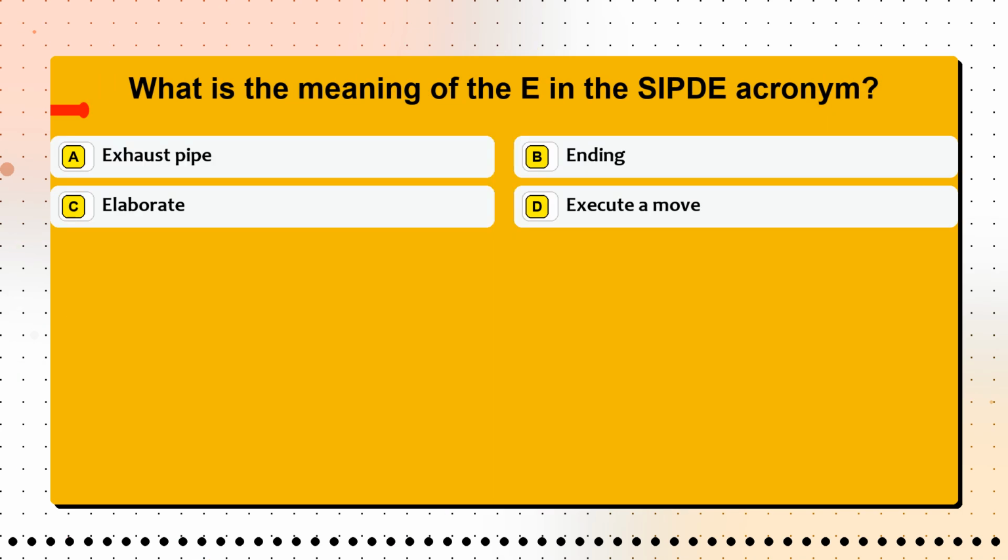Question 40. What is the meaning of the E in the SIPT acronym? Here are the options. Option A. Exhaust pipe. Option B. Ending. Option C. Elaborate. Option D. Execute a move.